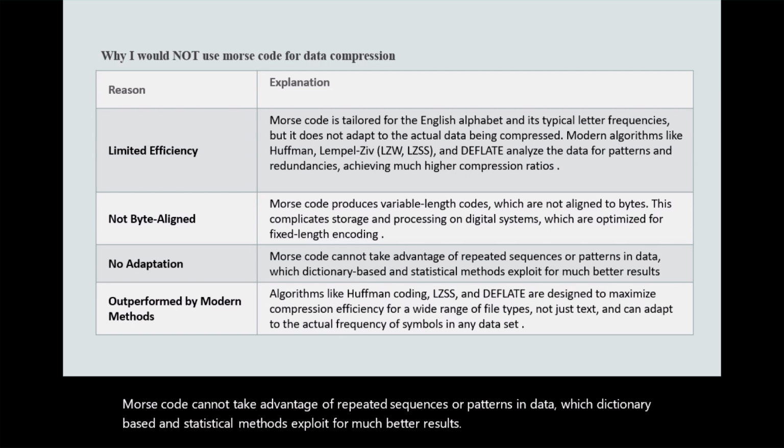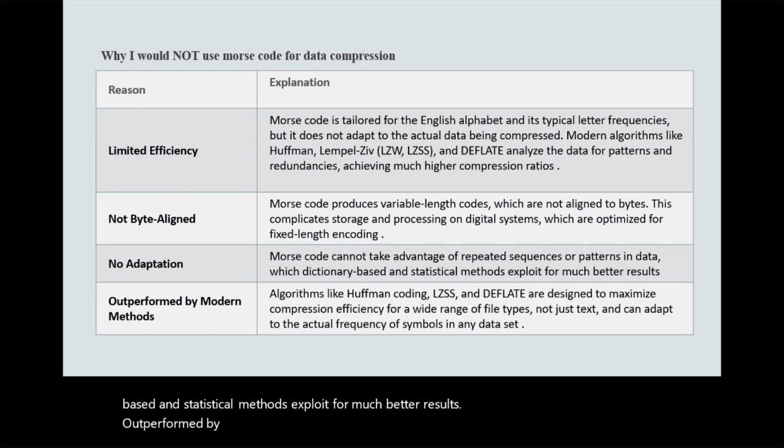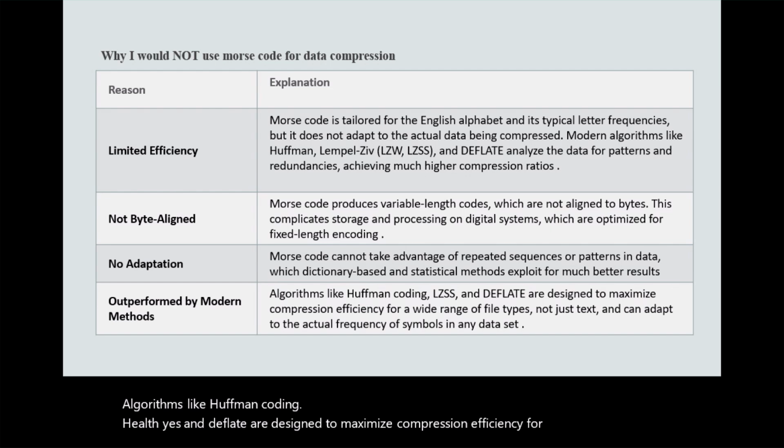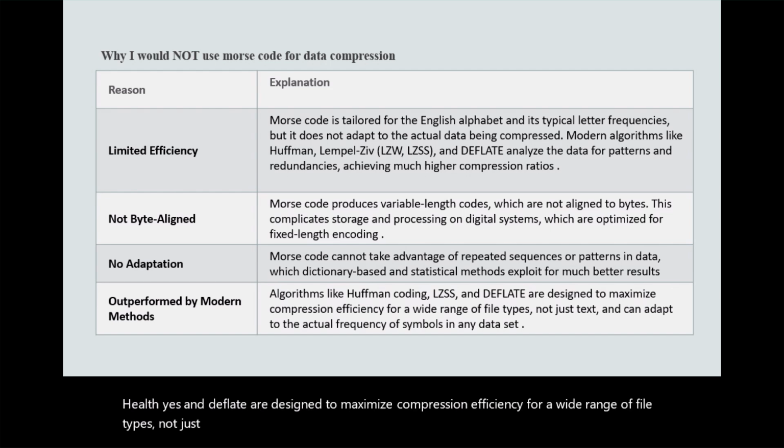Outperformed by modern methods. Algorithms like Huffman coding, LZ, and Deflate are designed to maximize compression efficiency for a wide range of file types, not just text, and can adapt to the actual frequency of symbols in any dataset.